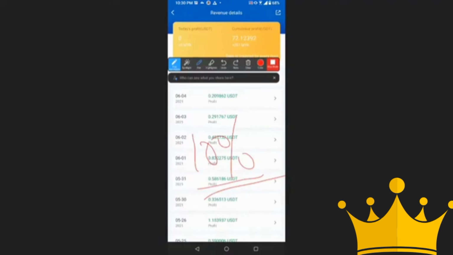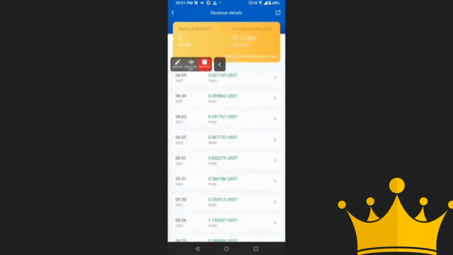Okay, so just imagine if the accounts that you really focus on, I mean not focus, but you really look at it and put enough capital into it, how much can you make? You can make a lot of profit, guys.